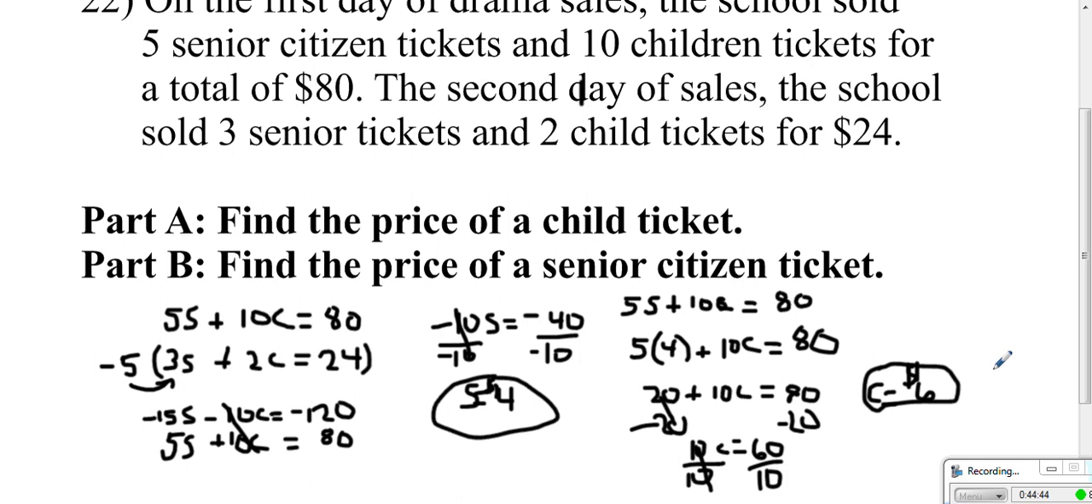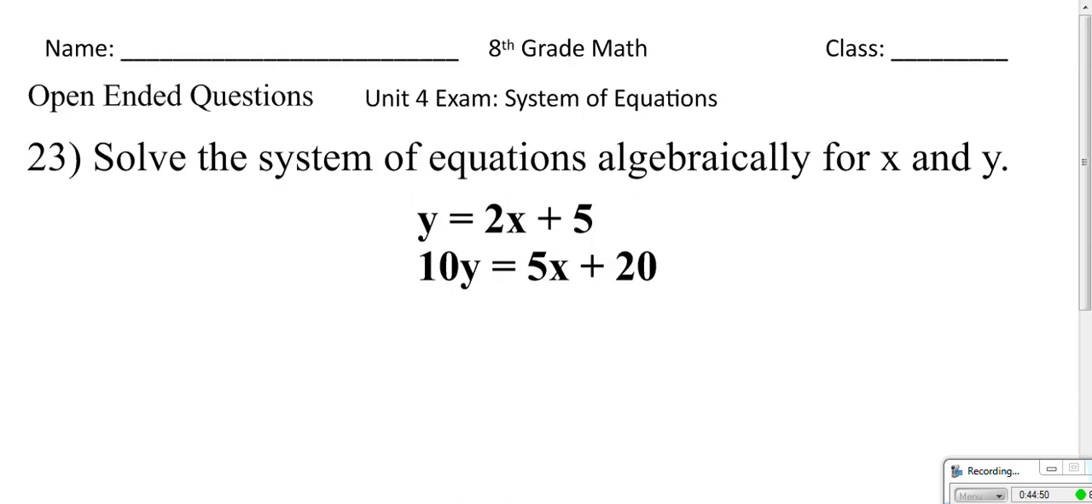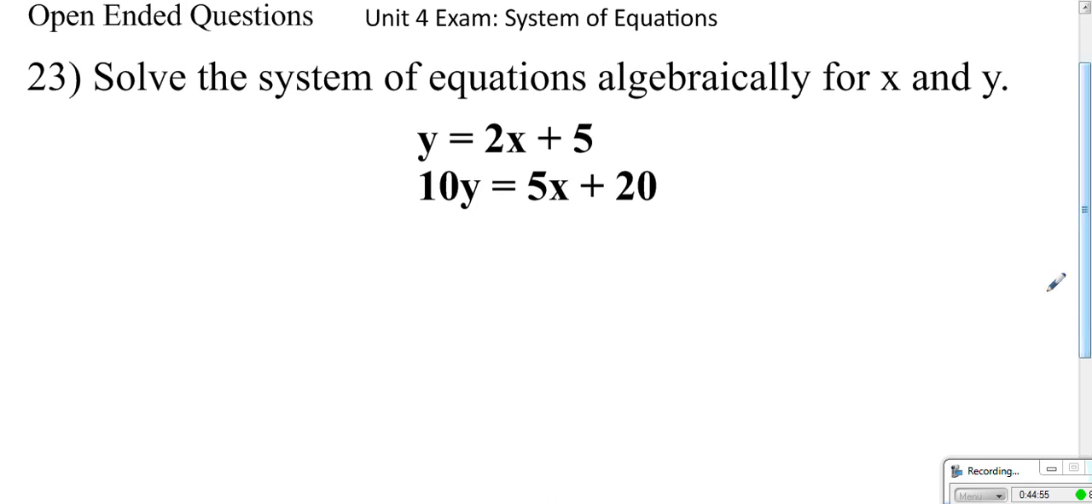You don't put it into coordinates because they're prices of tickets. So it's a real world situation. It says solve this algebraically for X and Y. So as soon as I see that one is solved for Y already, I'm going for substitution. And I'm going to substitute that in for Y right there. So it's 10. And instead of Y, I'm going to put 2X plus 5. And it'll be like this on the test.